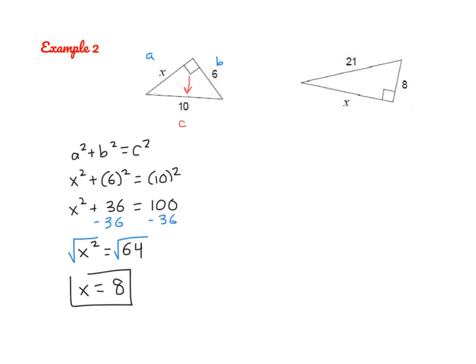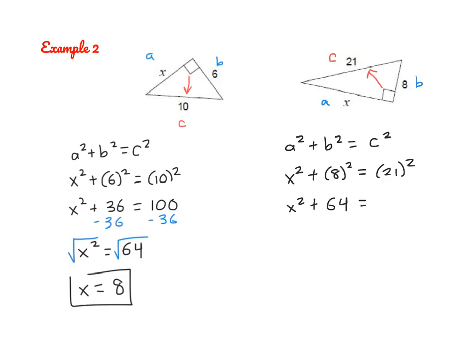Okay, let's try this second example. So again, draw your arrow to find your c value, your hypotenuse. It's always the longest one as well. And let's call this a, and we'll call this b. So write the Pythagorean Theorem. A squared plus b squared equals c squared. We'll do our substitution. So a is x, b is 8, and c is 21 squared. So 8 squared is 64, and 21 times 21 is 441.